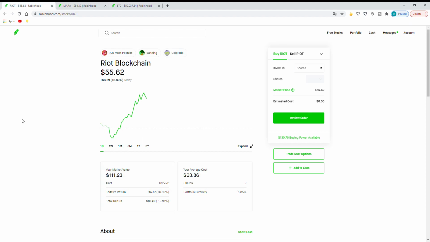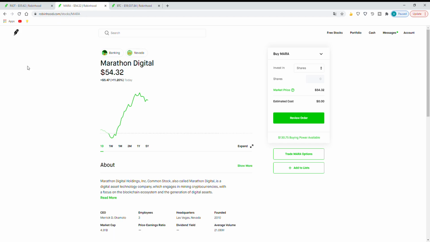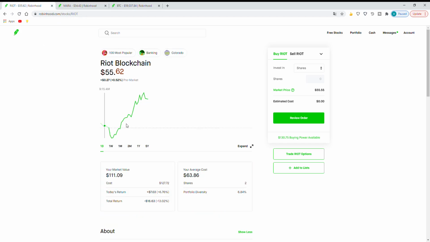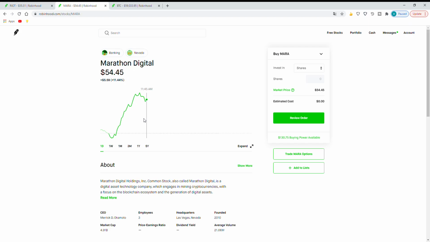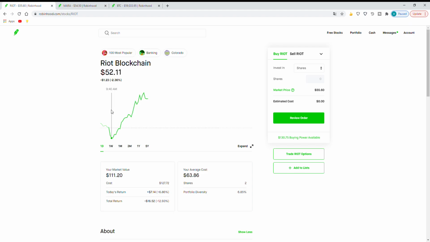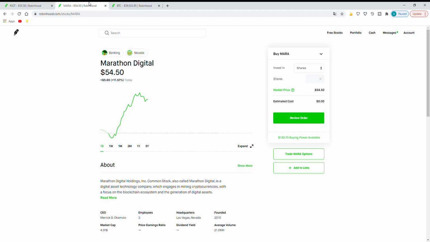So RIOT Blockchain's up 6.8% today, and Marathon's up 11.4%. And if you look at their charts, they're actually moving very similar. At 11:35, RIOT hit a high for the day, and at 11:20, Marathon Digital hit a high for the day. If we look here, they had their drop at about 9:45. Marathon Digital hit their low at 9:45.